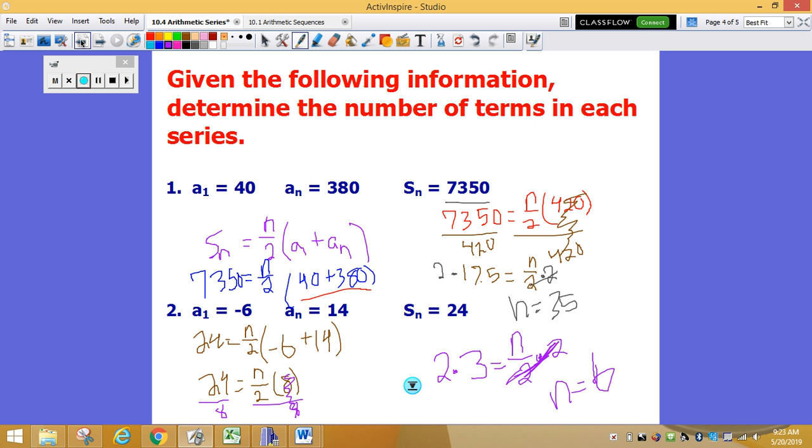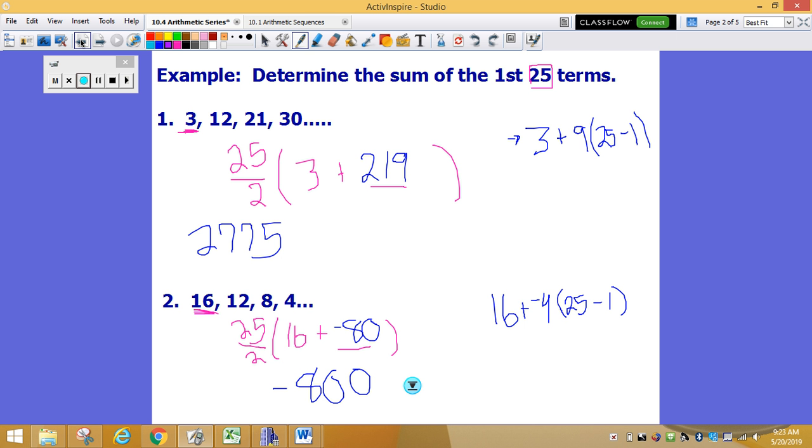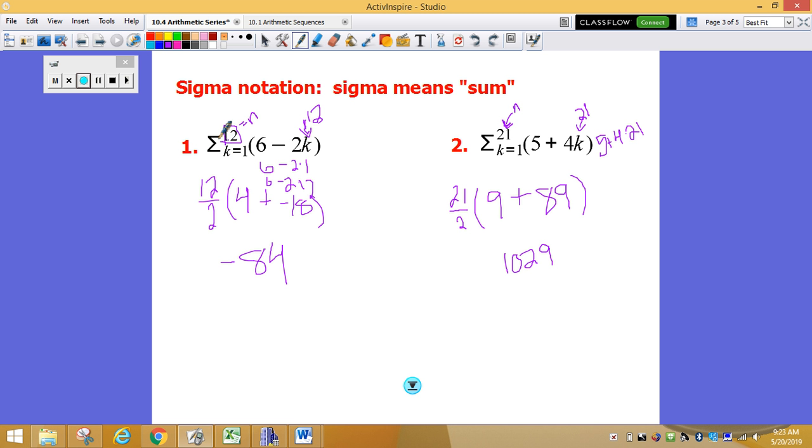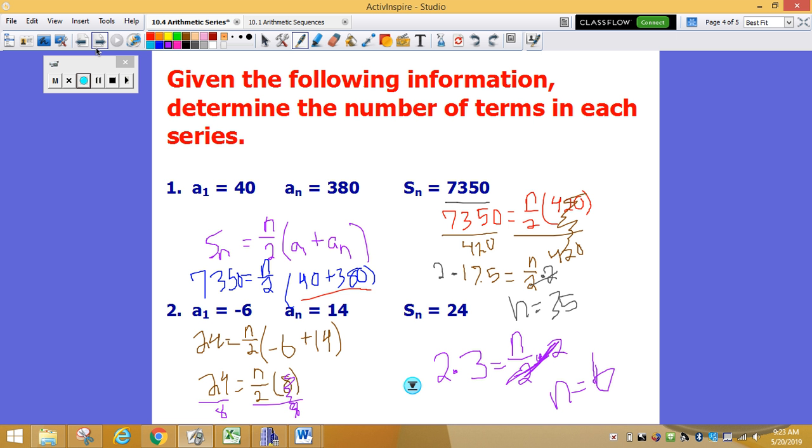So you have a worksheet to do. You have, I think, 3 of each of these types of problems. So you'll have to figure out the sum of the first X amount of terms. You'll have this summation notation that you'll have to do. And then you'll have to tell me how many terms were in the series.